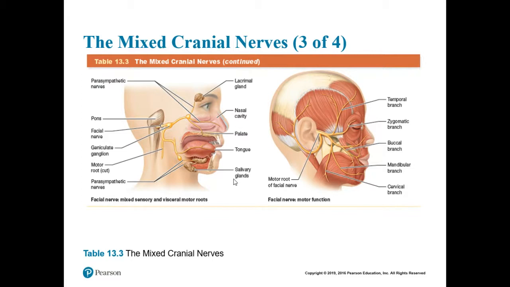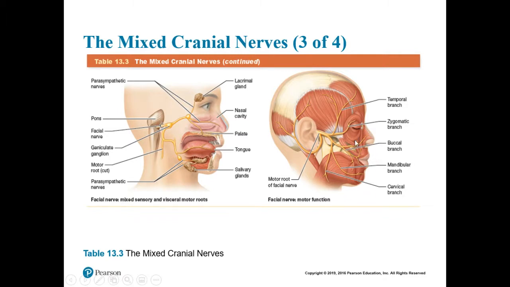Okay, so now we have the facial nerve. We have the sensory aspect and then we have the motor aspect of it. So sensory controls the lacrimal glands, the nasal cavity, the palate, the sensory aspect of the tongue, the salivary glands, right? All of these are controlled by the facial nerve specifically. And this one originates in the inferior pons. That's its origin right there.